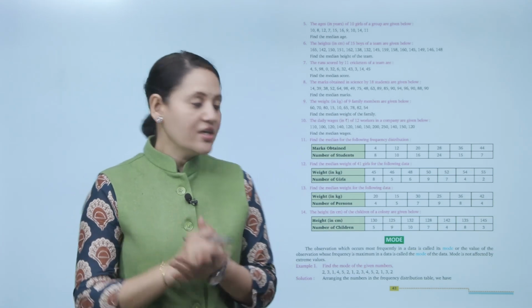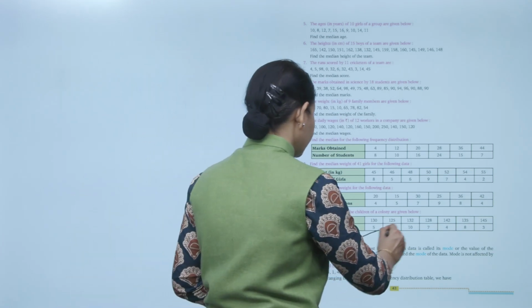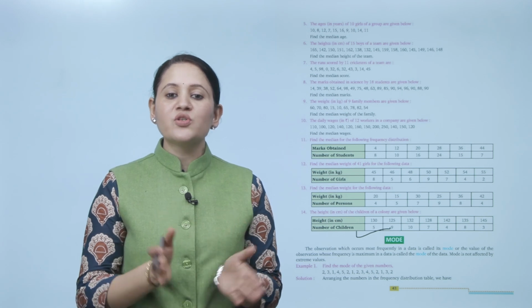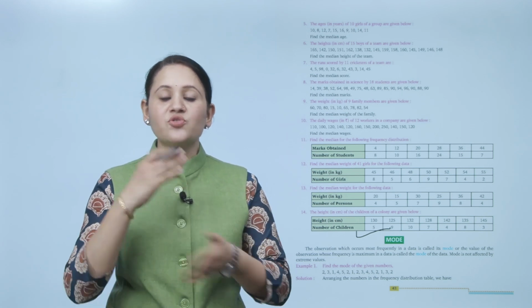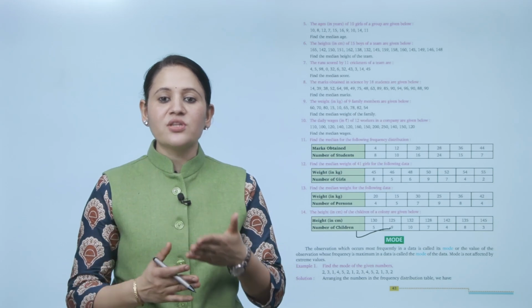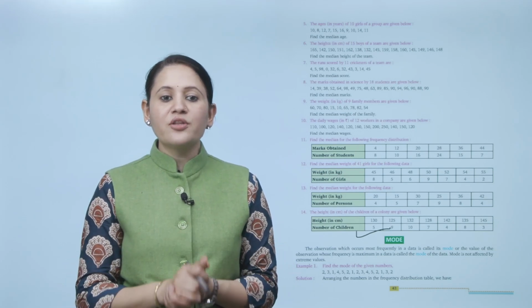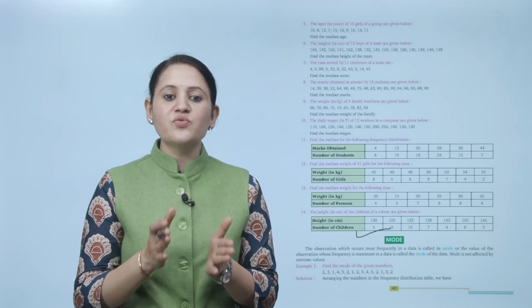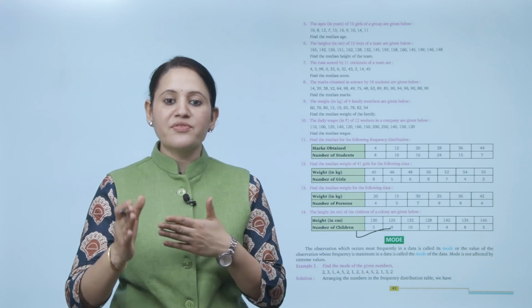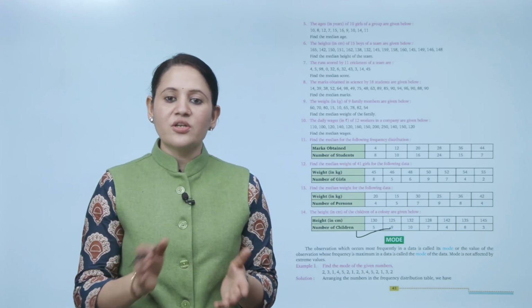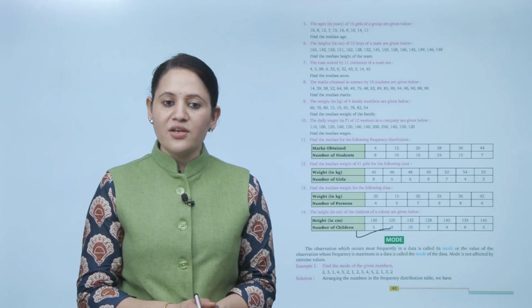Next is mode. The observation which occurs most frequently in the data is called the mode. Means whichever repeats the greatest number of times, that is the mode. Or the value of the observation whose frequency is maximum. That is, the one which has occurred the maximum number of times in the data is called the mode of the data. Mode is not affected by extreme values.